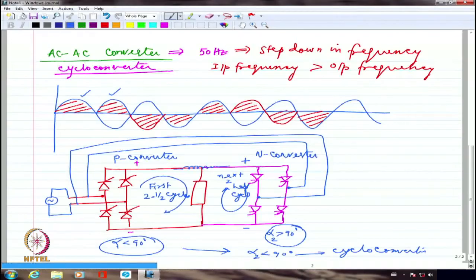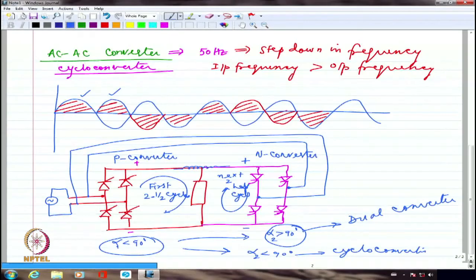Whereas, when I am talking about dual converter, these two work together. One works as a rectifier, the other one works as an inverter, and they work together such that I am going to have the DC link voltage average value to be the same. So this is for dual converter. Right? So what I can do is to have multiple half cycles being worked with the P converter.